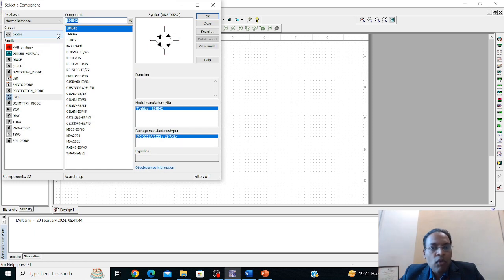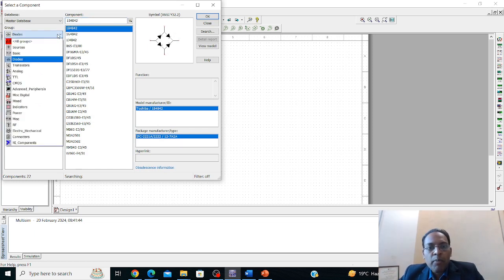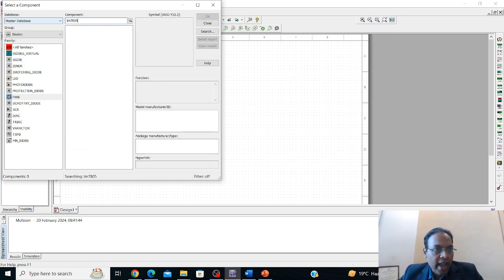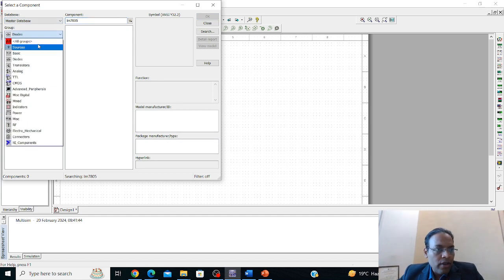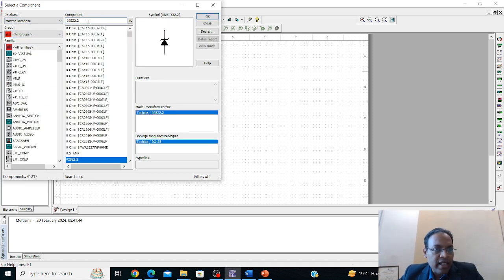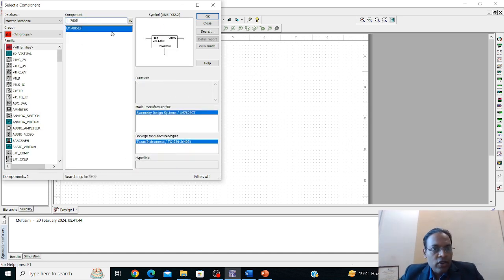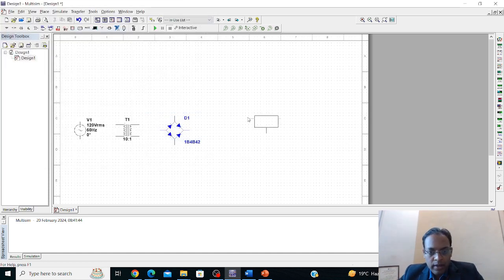Then we will be using a voltage regulator IC. Basically it is a 3-pin IC which has an input pin, ground pin and output pin. The purpose of using this IC is to maintain a constant voltage of 5 volt. So here you have to search LM7805. LM7805 we can search here, and we have to select this IC and drag it here in the circuit.